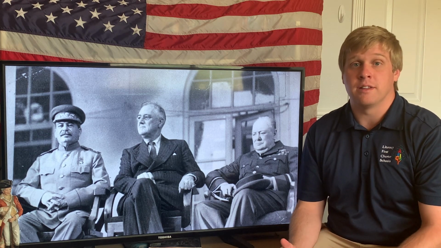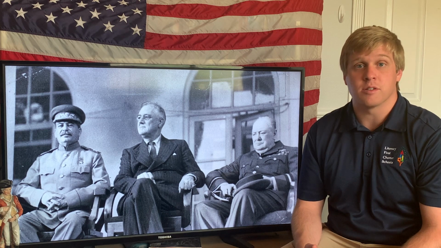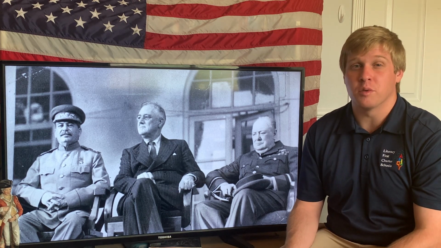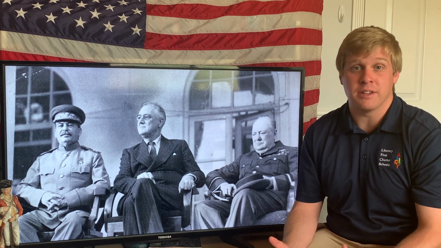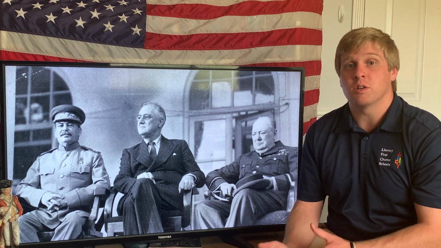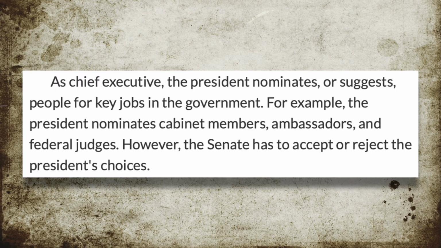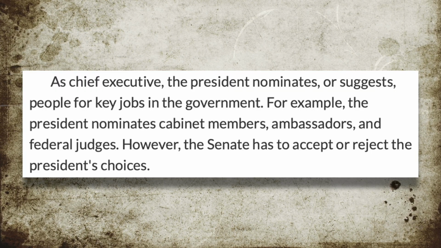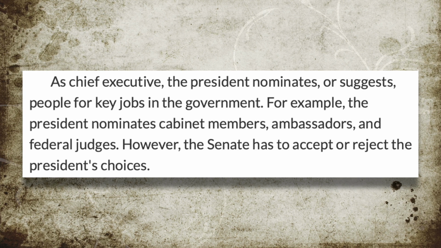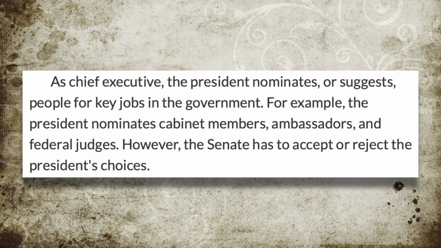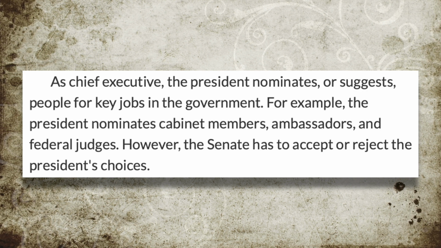And another ability that the president has, yet still needs the Congress approval, is that of picking his co-workers. Yesterday we briefly went over what that concept was because we were saving it for today's video. So let's take a look at what the text says and then we'll add a little bit more onto it. As chief executive, the president nominates or suggests people for key jobs in the government. For example, the president nominates cabinet members, ambassadors, and federal judges. However, the Senate has to accept or reject the president's choices.